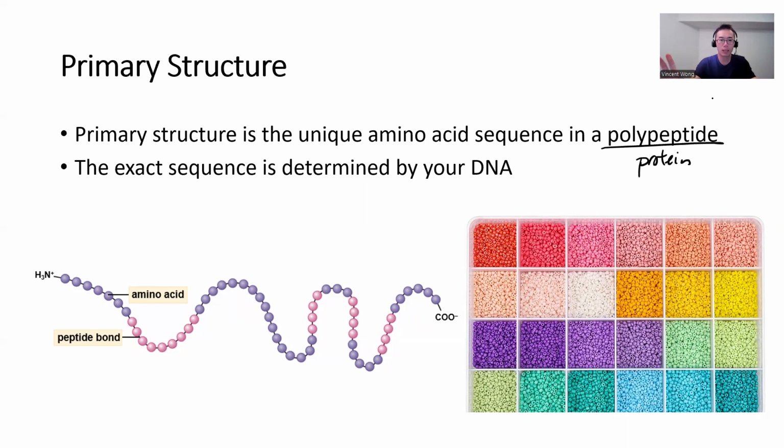Now, if you look at the amino acid sequence of each protein, it is going to be unique. It is going to be different. If it's the same protein, then it's going to be the same. All insulin is going to have the same sequence of amino acids, but the sequence for insulin is going to be very different from, say, glucagon. It's different hormones.